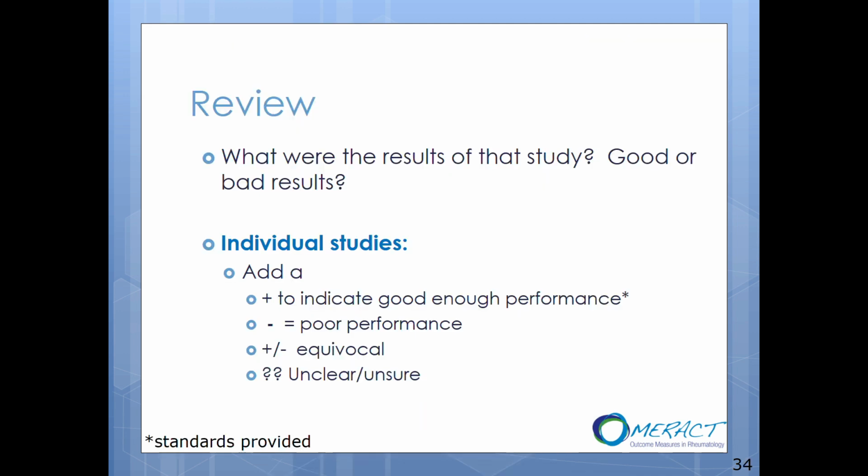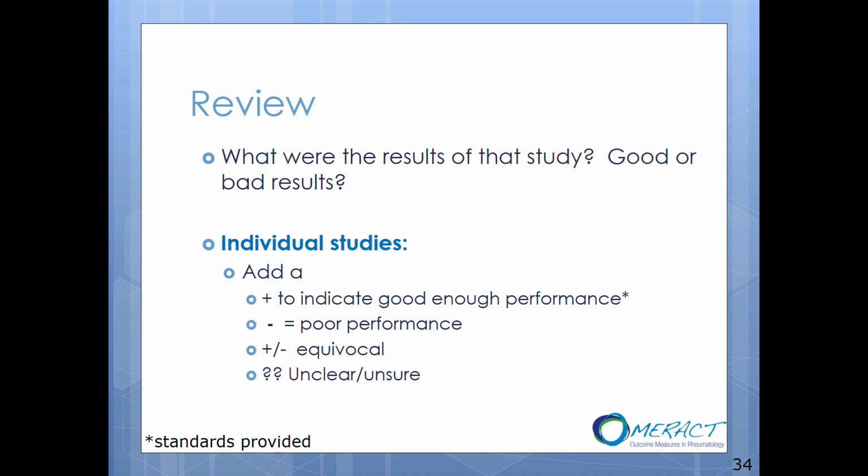So the next step after you've found the articles that have good enough methods to go forward is that you need to look at the results of that study. Did they actually show that the instrument did a good job or that it did a poor job? So for each study and each measurement property, you'll be adding a plus sign to indicate that it was good enough performance, and we do provide some provisional standards for you. A negative sign would mean that it actually did poorly. So it was a good study of test-retest reliability, and it showed that this instrument has poor test-retest reliability.